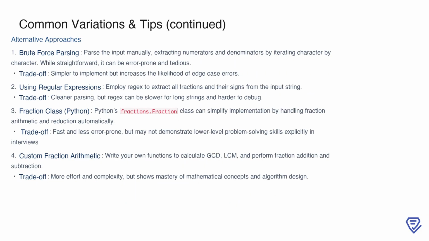Finally, let's consider some alternative approaches for solving this problem. One option is brute force parsing, where you manually extract numerators and denominators by iterating through the input string character by character. While this approach is straightforward, it's prone to errors, especially with edge cases, and can be tedious to implement. Another method is using regular expressions to extract all fractions and their signs from the string. This can make parsing cleaner, but regex can be slower for longer strings and harder to debug. A more streamlined option is leveraging Python's fractions Fraction class, which handles fraction arithmetic and automatic reduction for you.